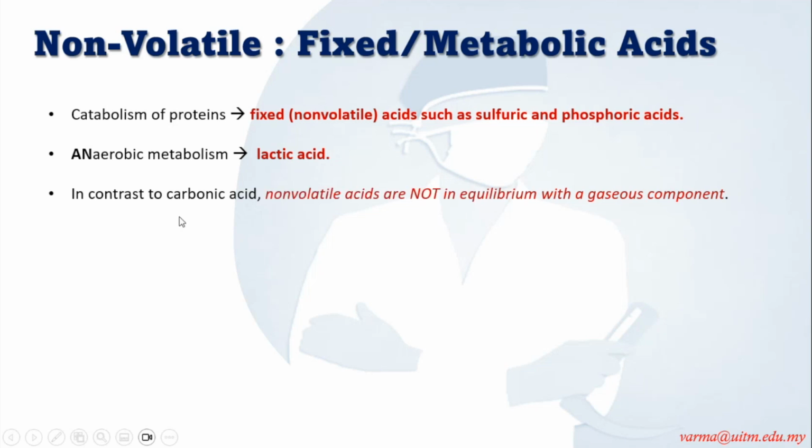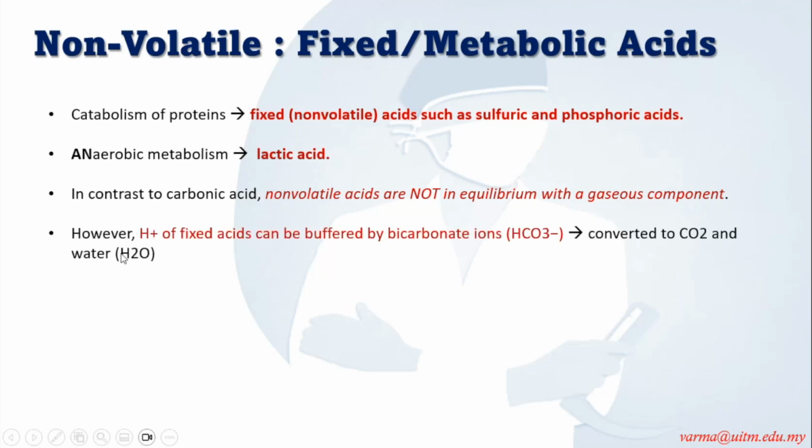In contrast to carbonic acid, which is a volatile acid and can be easily eliminated, non-volatile acids are not in equilibrium with the gaseous compound. This is the difference. Volatile means it is in equilibrium with the gaseous compound, whereas non-volatile acids are not. However, the hydrogen ion of fixed acid can be buffered by the bicarbonate ions, converted to CO2 and water.